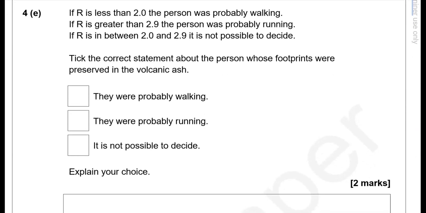If R is less than 2, the person was probably walking. If R is greater than 2.9, the person was probably running. If R is between 2.0 and 2.9, it is not possible to decide. Tick the correct statement about the person whose footprints were preserved in the volcanic ash.